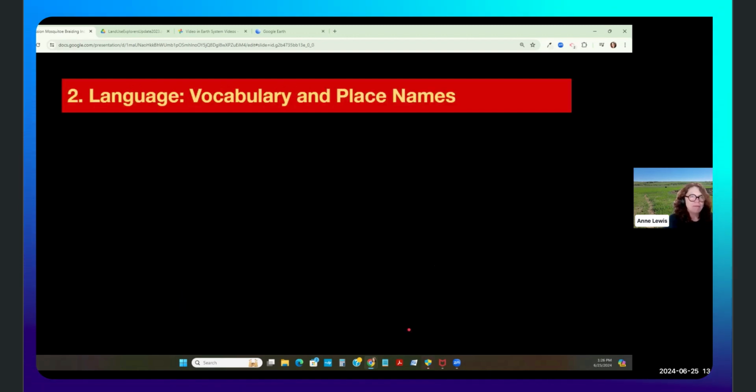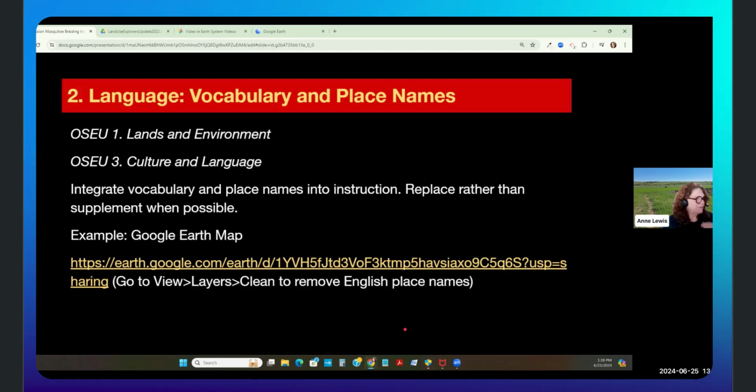Another practice when we're thinking about integrating Indigenous ways of knowing with STEM is we think really intentionally about language, vocabulary, and place names. I'll just read this to you, which I know you're not supposed to do. We think about how to integrate vocabulary and place names into instruction. We want to replace rather than supplement when possible, meaning that when we introduce the word for meadowlark, we call it by its Lakota name, and that would just be how it was used throughout the whole lesson. So from a very young age, Native children first think of it as a tashiangnumpa as opposed to a meadowlark.